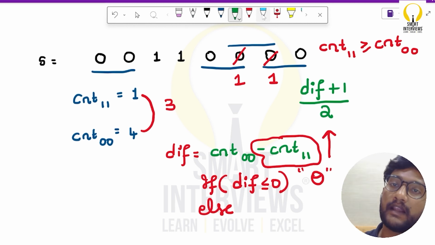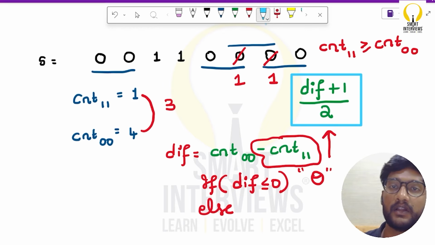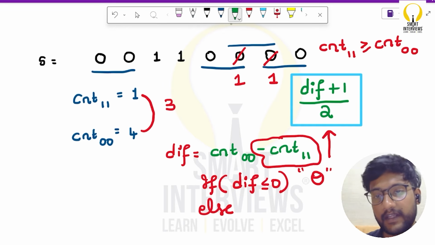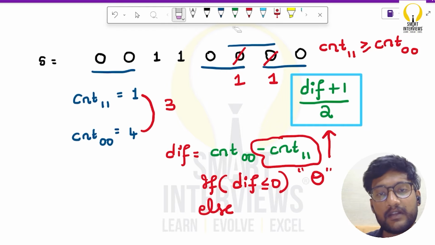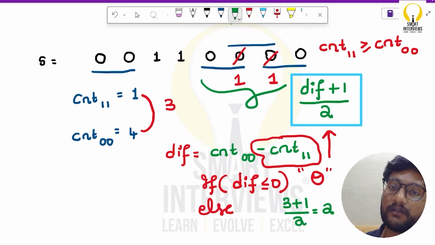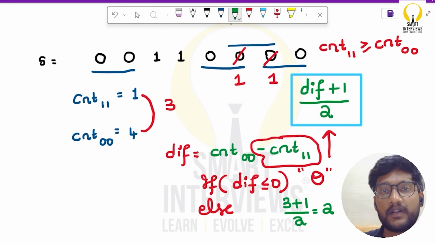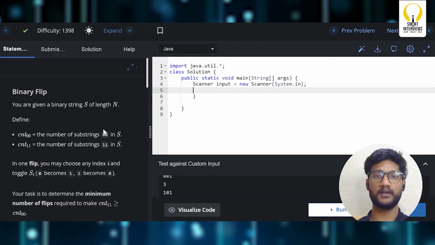So I can simply take this formula, (difference plus 1) by 2. For this case, the difference is 3. So (3 plus 1) by 2, that is 4 by 2, and you will get 2. So can I say we are required to flip 2 bits itself? Now shall we convert this logic into code, guys? Now we'll move to the CodeChef editor and try to solve the problem.